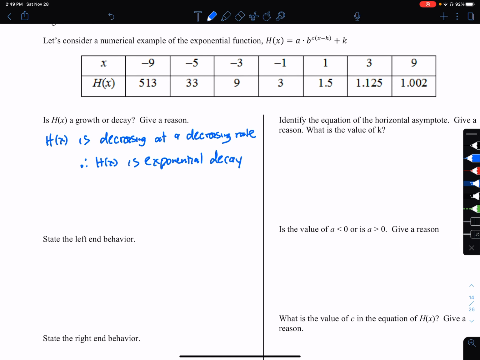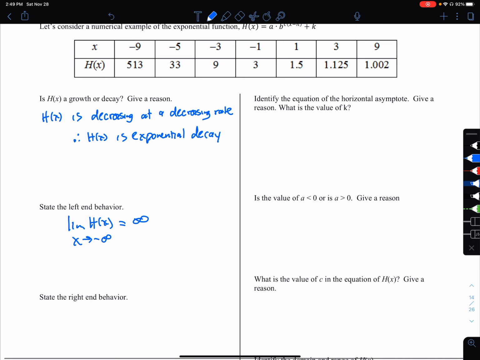State the left end behavior. As we move left, these numbers are getting big and they're getting big fast. So we would say the limit of h of x as x approaches negative infinity, those numbers are getting big, fast. We're going to say that's going to infinity.